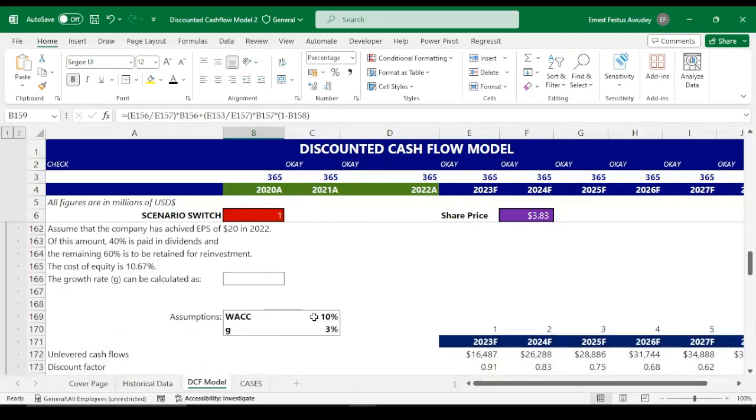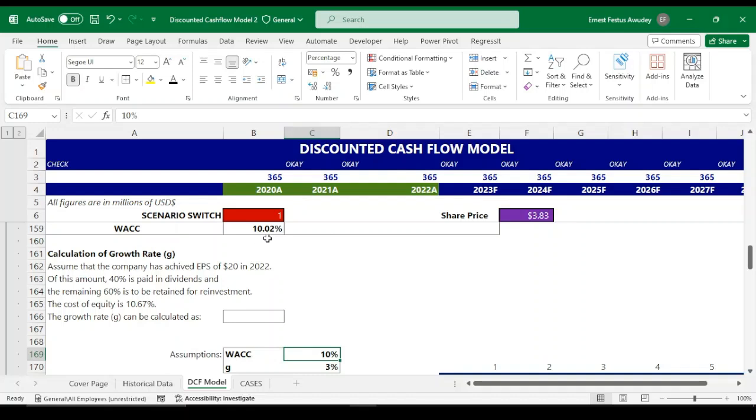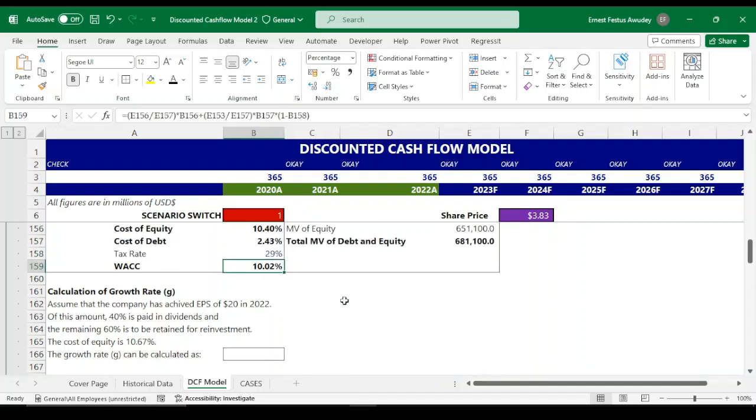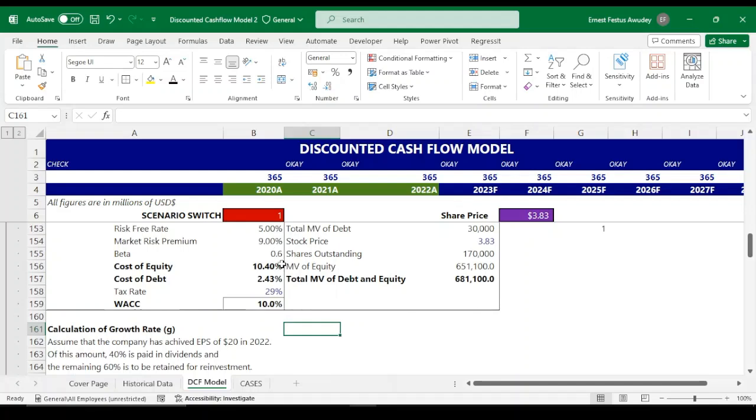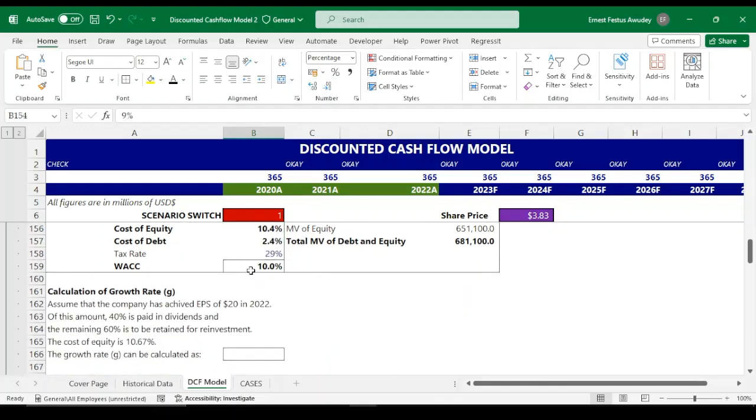So instead of using the WACC assumption here, I can replace it with the WACC we have calculated here, 10.02%. Or I can decrease the decimal places to give me 10.0% right there. That is it for the calculation here. I can select everything here and reduce this to only one decimal place. So that is for the WACC.